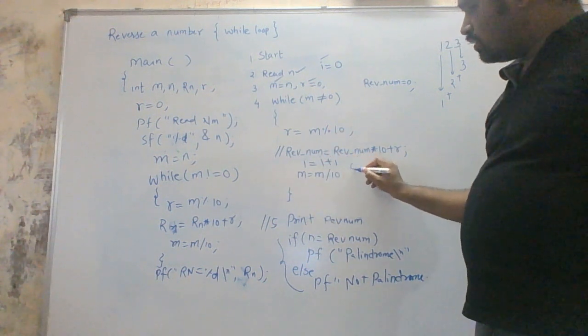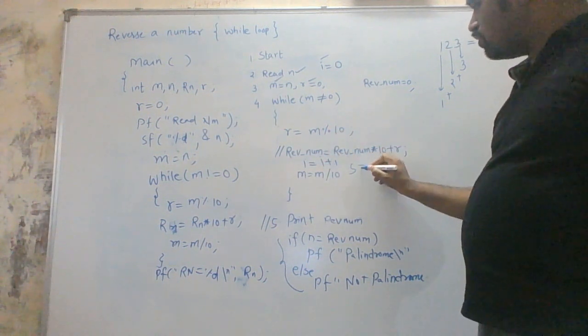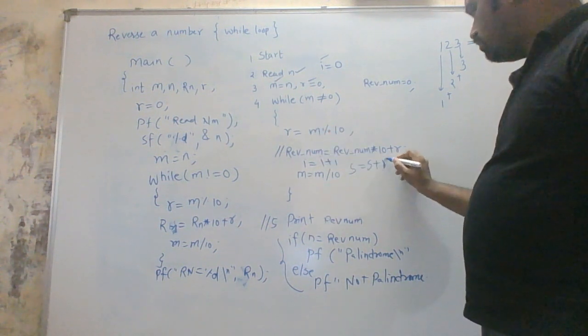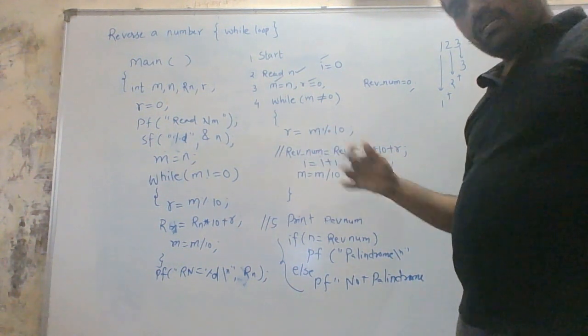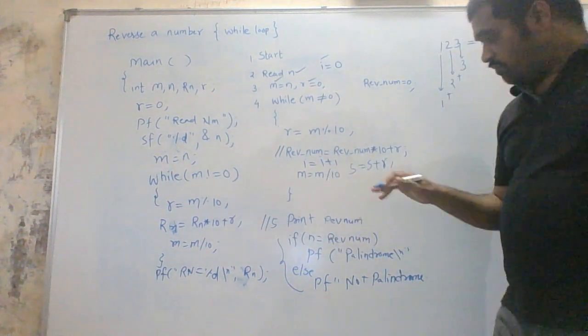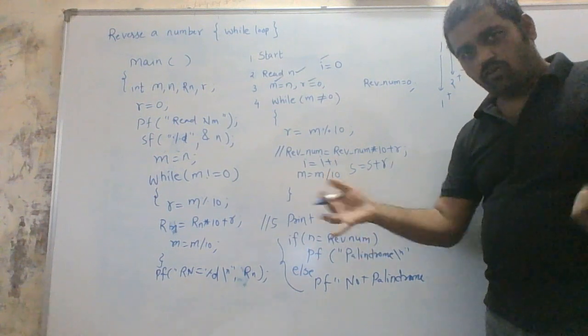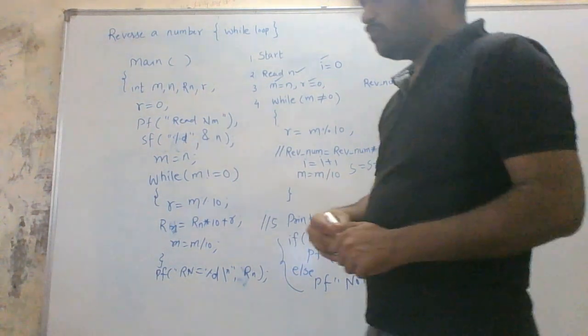What you have to do is take sum equal to 0 initially, and sum is equal to sum plus r. So in that case, it will be a program for adding the digits of a given number. So the same program, 4 different versions. So this is very much important.